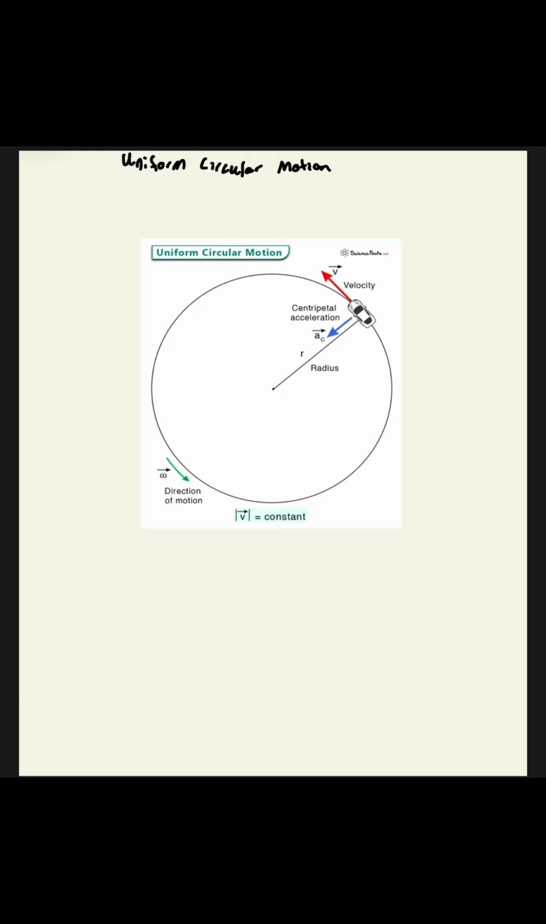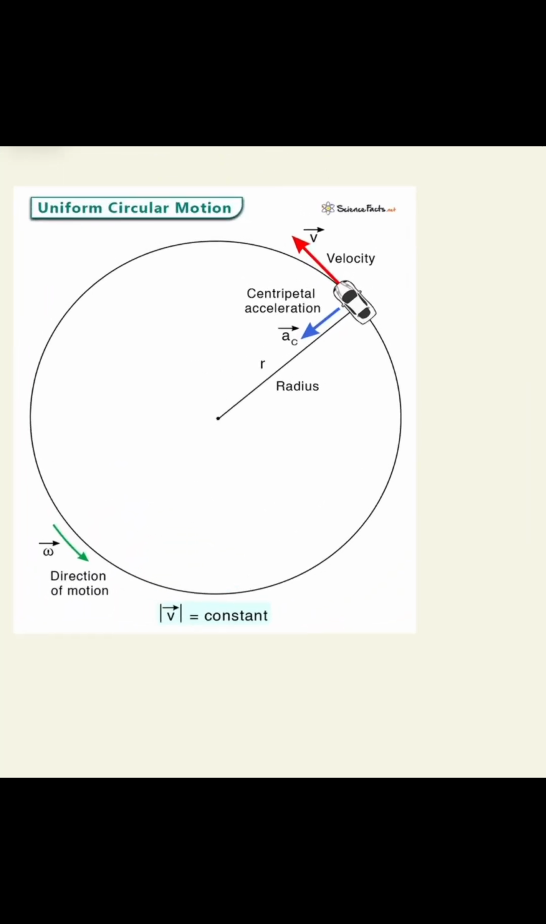Okay, so if we have a look at this one, you can see the car is constantly going around the circle at the same speed, but it is changing direction. Because it is changing direction, it means that there is a change in velocity. So change in velocity means acceleration is present, even though the object never speeds up or slows down.